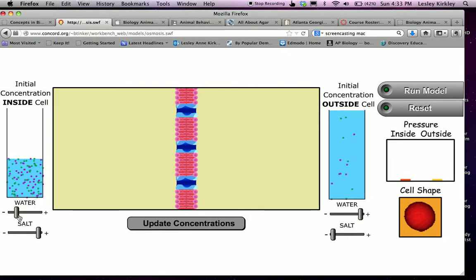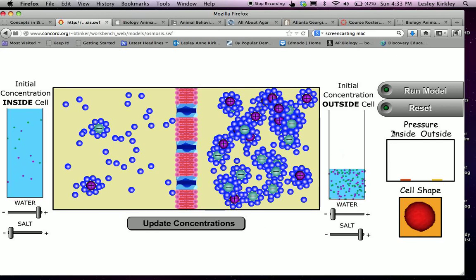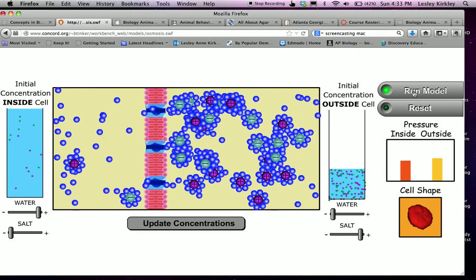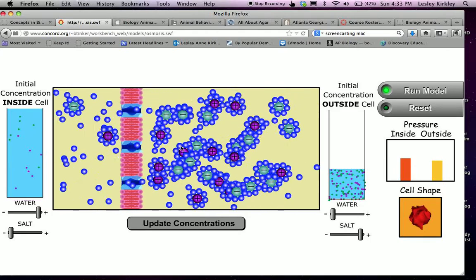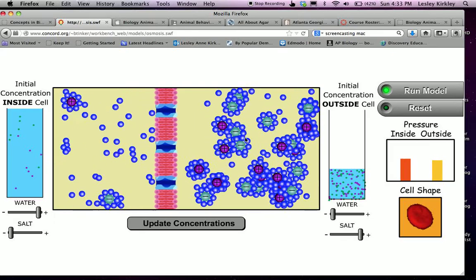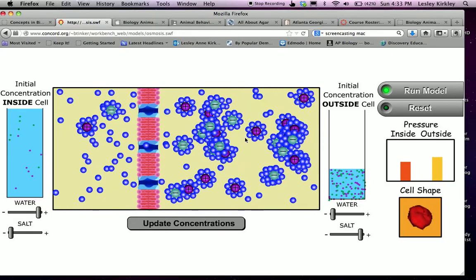All right, I'm going to go ahead and go the opposite direction. I'm going to put too much water, or a lot of water, on the inside of the cell, and not very much water on the outside of the cell. And let's see what happens going that opposite way. So now remember, this is inside the cell, and this is outside the cell. So pay attention to what's happening to the water molecules. And again, watch that membrane to see what's happening with pressure.